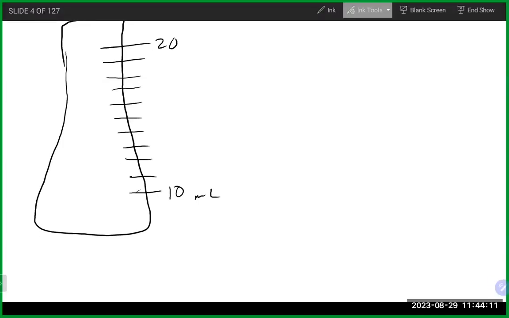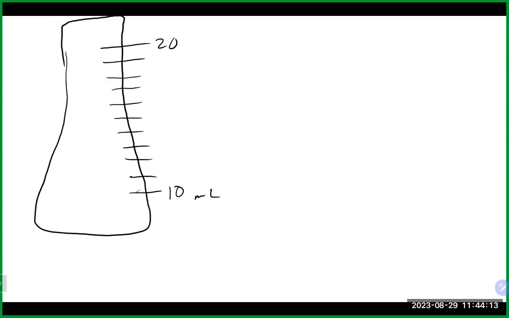Some award-winning drawing. Probably why I failed art 9 times. All right, I stopped before the 10th time. So that is 10. That is 20. Call that milliliters here. We'll put a little volume action in there. Fill it up with something. We'll go with blue Gatorade here.